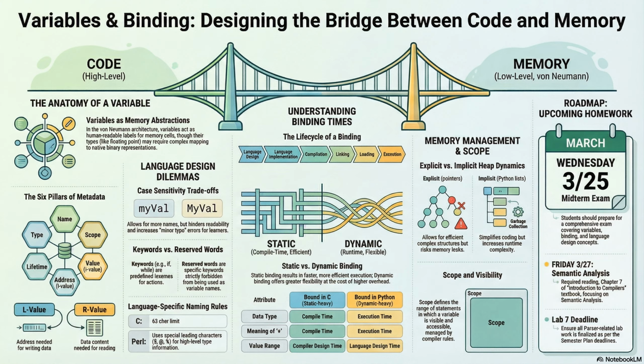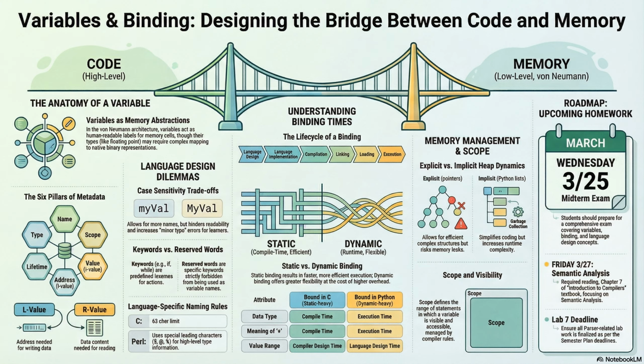So we know where the data lives, and we know how long it lives, which is its lifetime. Yeah. But who is actually allowed to look at it? This raises an important question because we have to strictly separate scope from lifetime. Right.